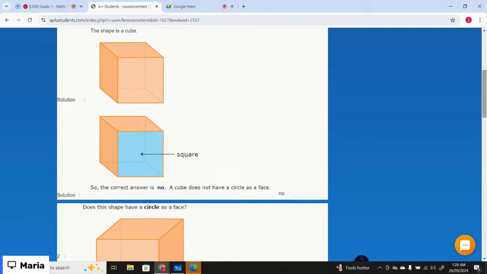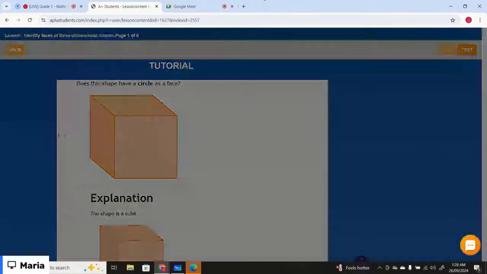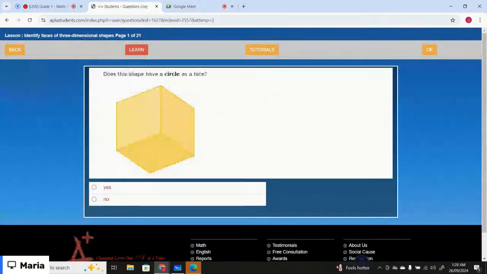Does this shape have a circle as a face? So the correct option is no, the shape has all these faces that are square. Okay, let's just start with the test questions. Does this shape have a circle as a face? Which is the correct option? No, the shape is a cube and cube has all the faces that are square.